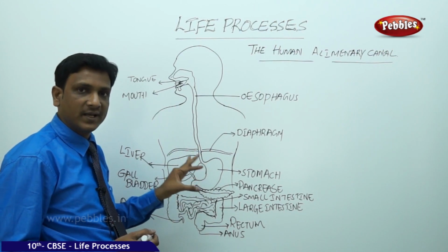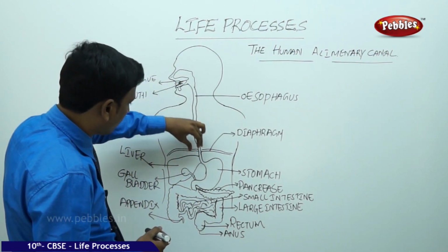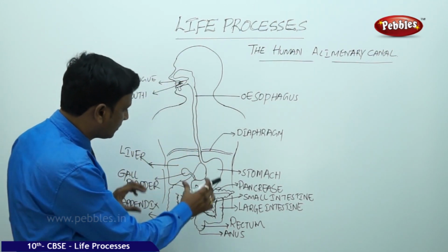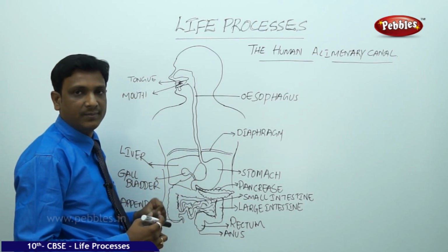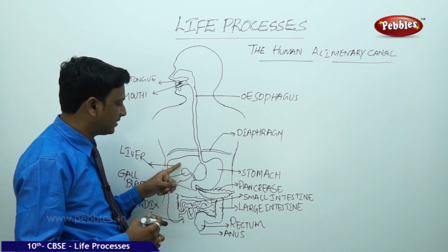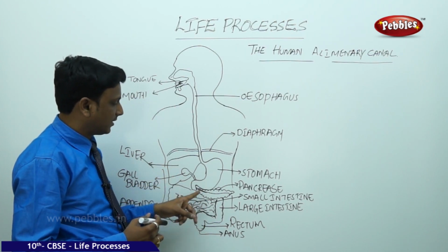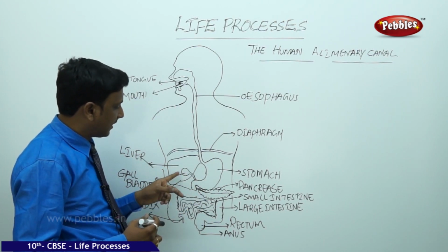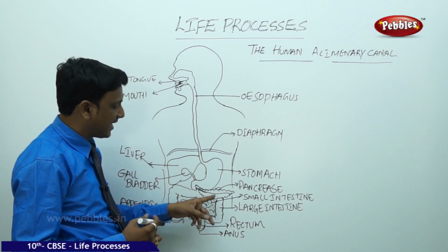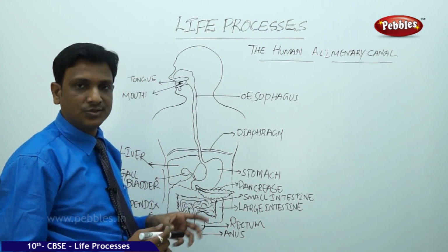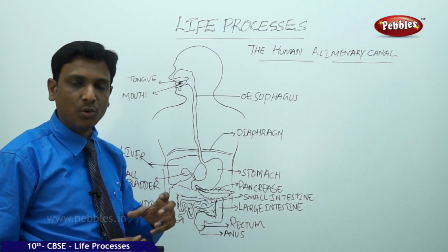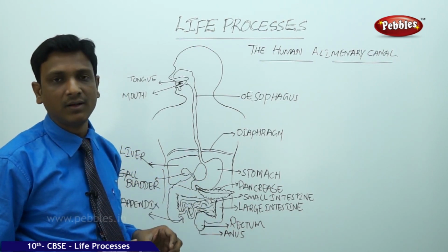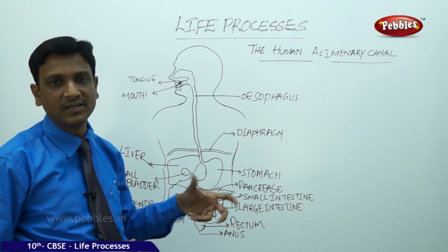And one more thing we can observe here, this alimentary canal is associated with some glands. Different glands are attached to this alimentary canal. You can see the liver, it is attached to the human alimentary canal, and gallbladder and pancreas. So these glands secrete some secretions. They pour their secretions into the alimentary canal, which help in the chemical digestion part.